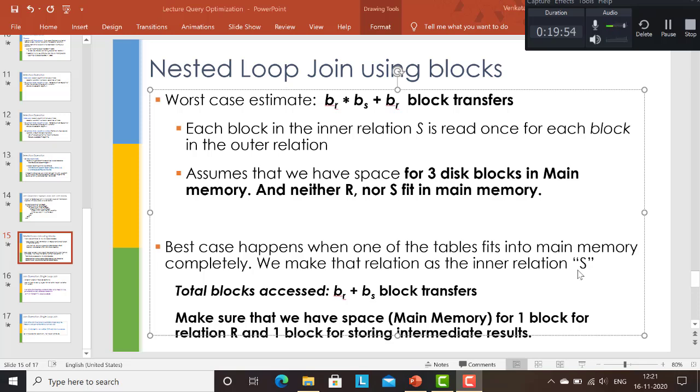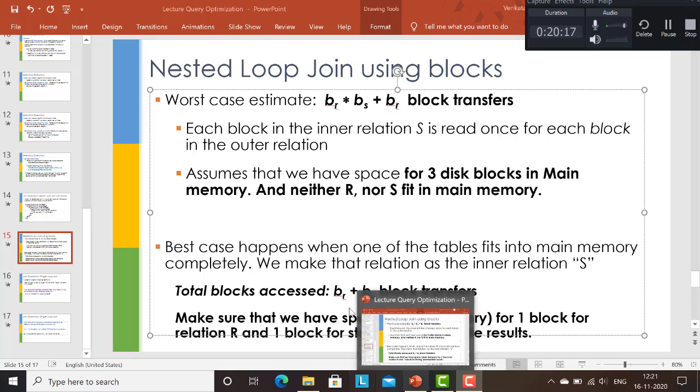However, what you have to do is start bringing the blocks of relation R one at a time. So you first bring R1 and join it with all the tuples of relation S which are already there in your main memory. Then you bring R2, and again you join with all the tuples of relation S which are already in the main memory, right? And you keep doing it.